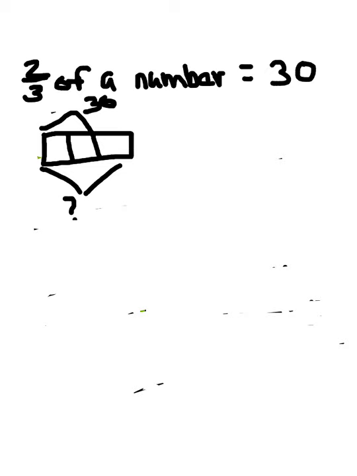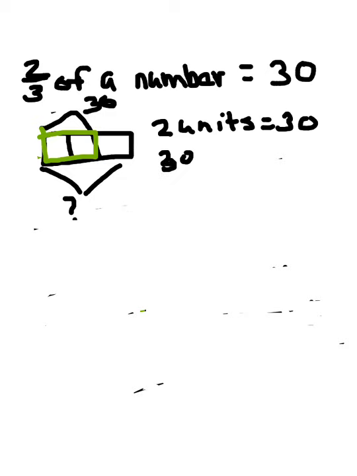So if I've got 2 of them, that's 30, and I'm looking for that number. Okay, so we're focusing on what we know. I know that that's equal to 30. They're divided into equal units, so that kind of helps me a little bit. I know that 2 units is equal to 30. And I know that 30 divided by 2 equals 15.